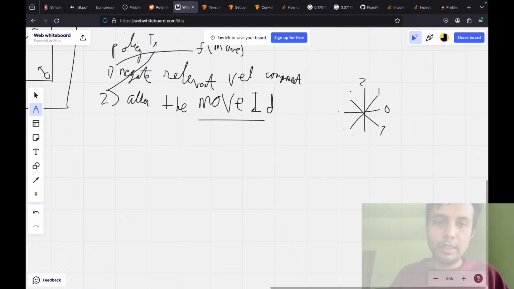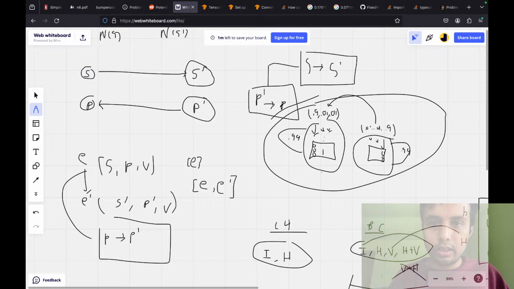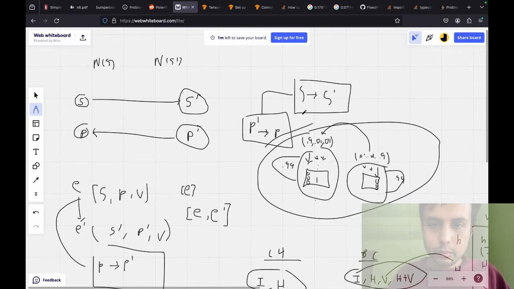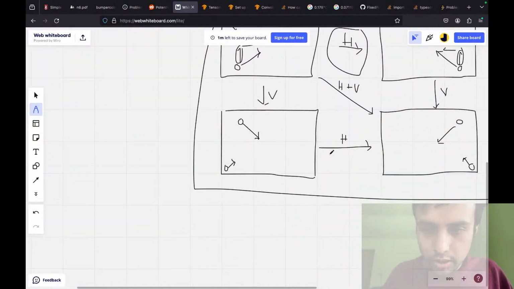And then when we're doing data augmentation, again we need the move IDs to match, because state to state prime, and wait, what? Wait, this should be the other way. But anyways, okay, let's just get started. Let's not talk too much.